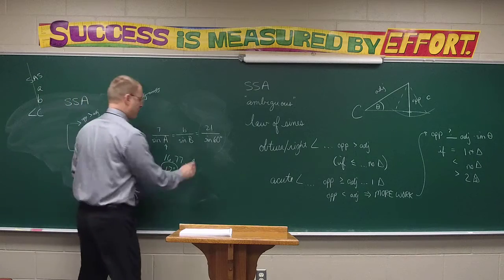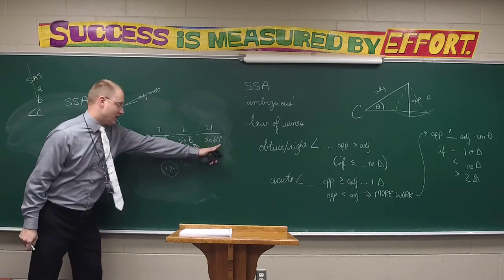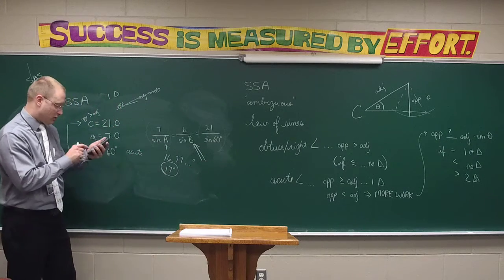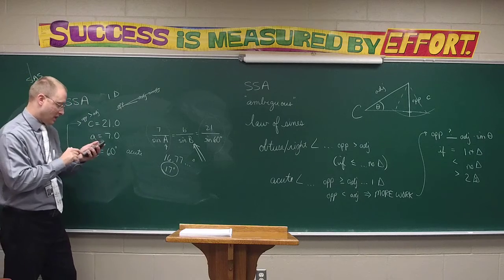The other angle, angle B. So the second thing we'll get is angle B. Well, I've got 60 degrees here. I've got 16.77 degrees here. So total, I've got 76.77 degrees. That leaves how many degrees for angle B?